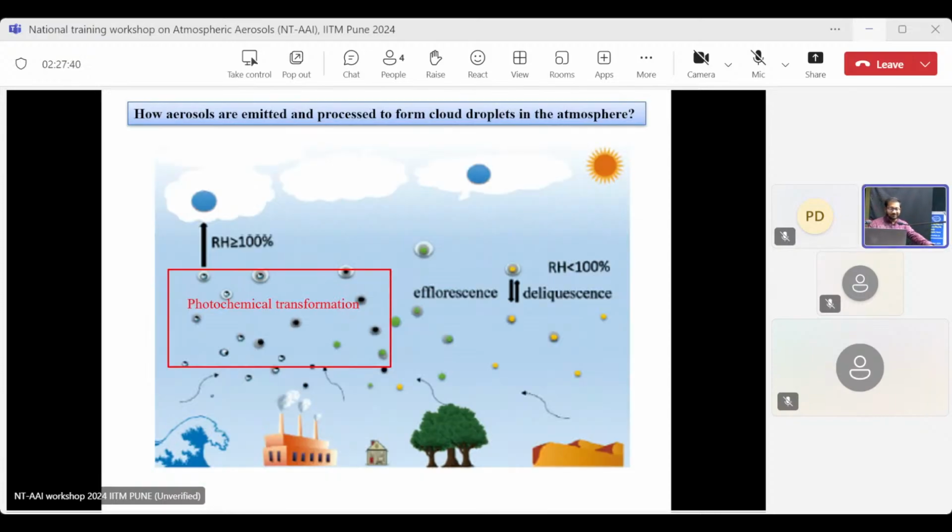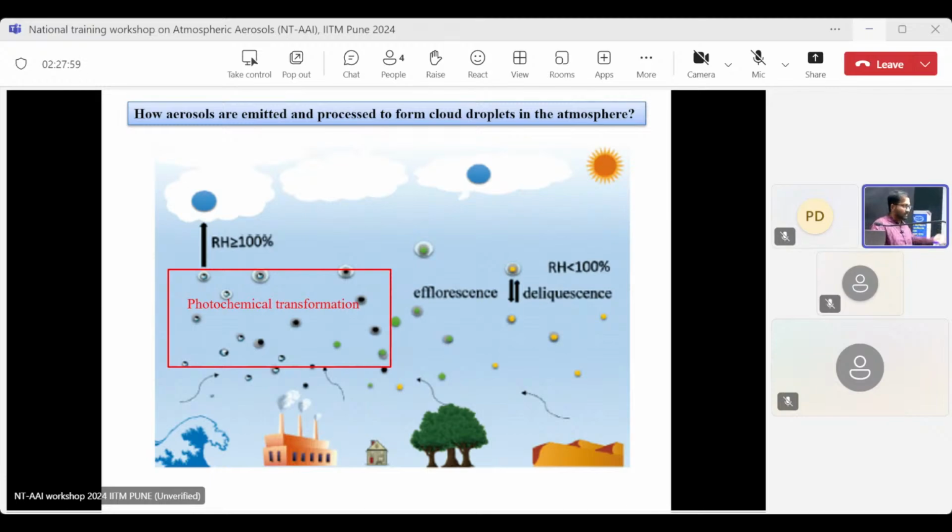So I think this kind of graph you have already seen. I will not be explaining much. So there are different ways of emissions of aerosols into the atmosphere. First one is the sea spray, that is a natural source. So there can be a dust incursion also through wind driven dust incursion.